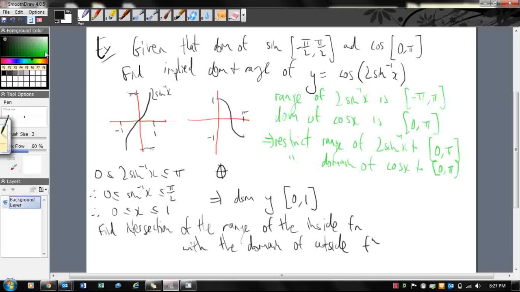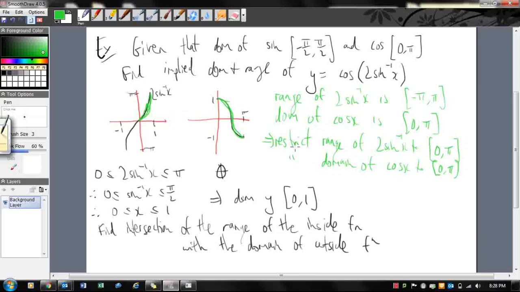Let's just go back to our graphs now so that we can see it clearly. What we've done is restrict the range of 2 sine negative 1x from 0 to pi. In other words, we're looking at this here. Okay, just that section there. We've also restricted the domain of cos x from 0 to pi. In other words, we haven't actually restricted it at all. We're using the whole thing of what we were given. So this is what we're talking about here. So let's just have a look at it.